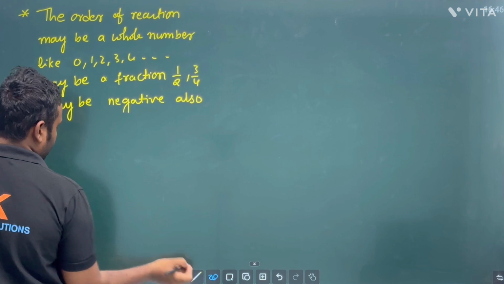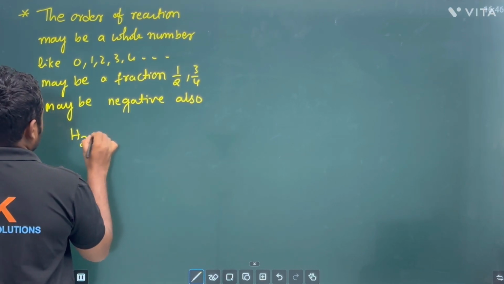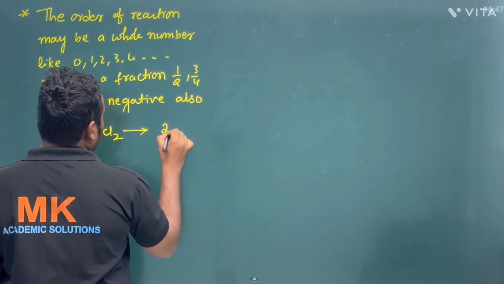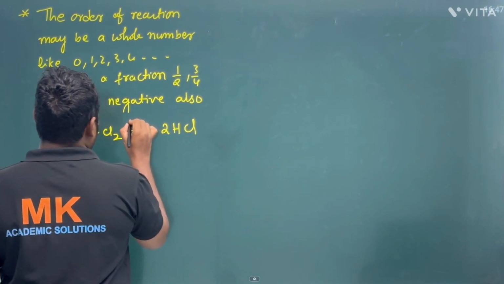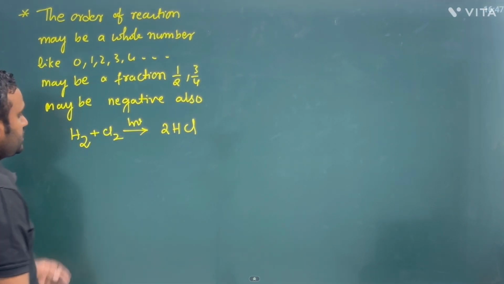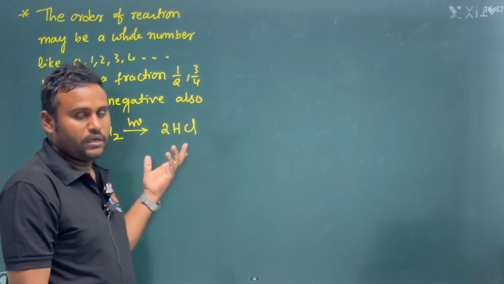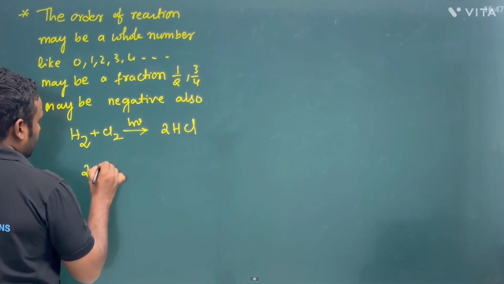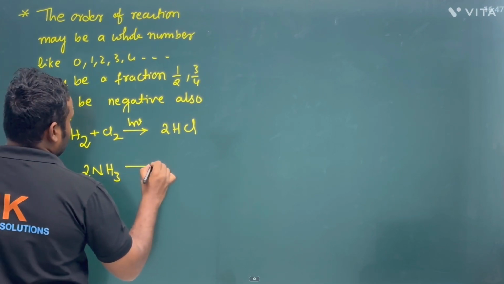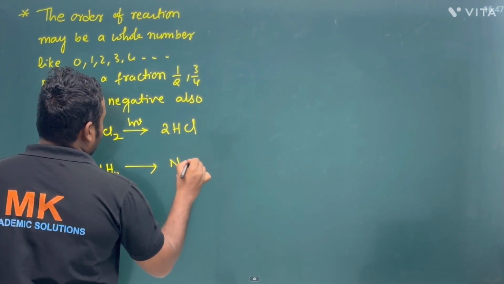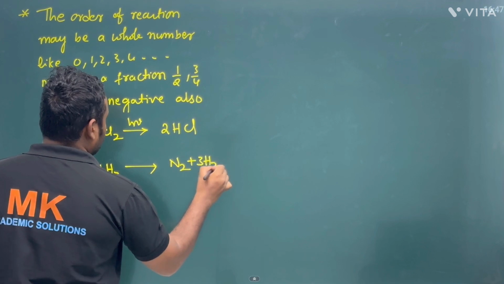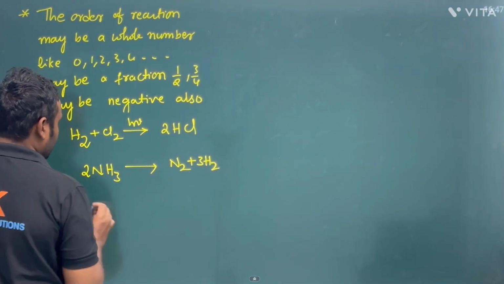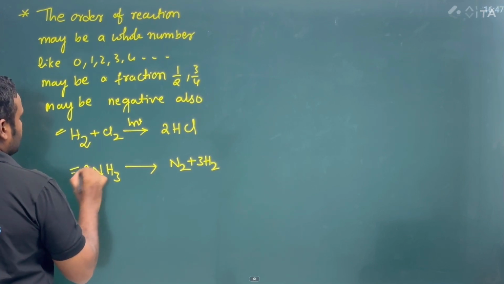You take this one: H2 plus Cl2 gives rise to 2HCl in the presence of sunlight. So it is a zero order reaction. It is what, children? A zero order reaction. And you take the decomposition of ammonia, 2NH3 gives rise to N2 plus 3H2 at very high pressure. These are what? Zero order reactions.